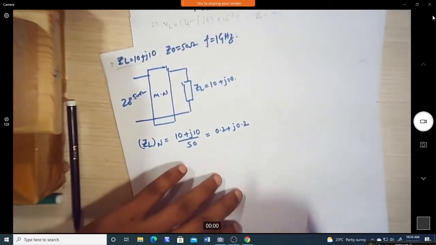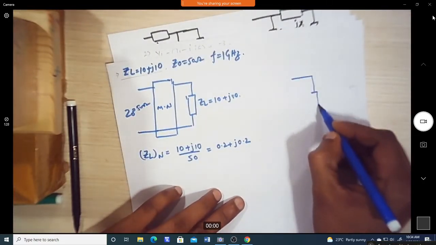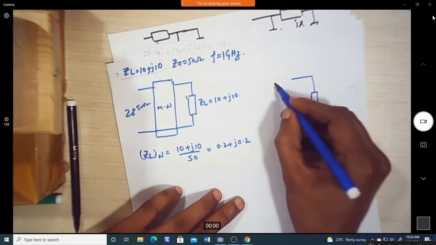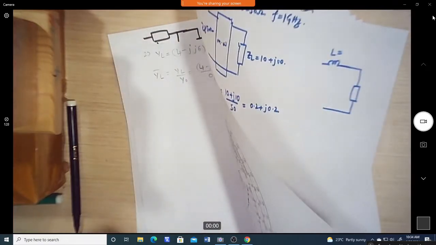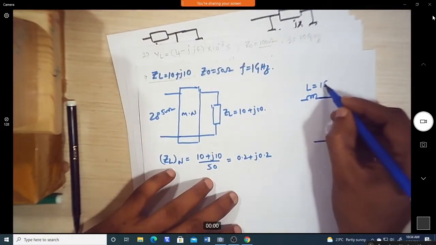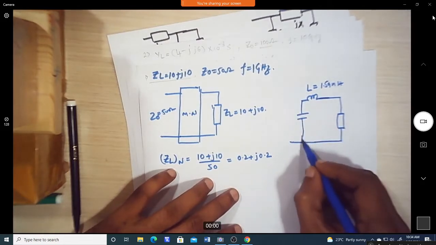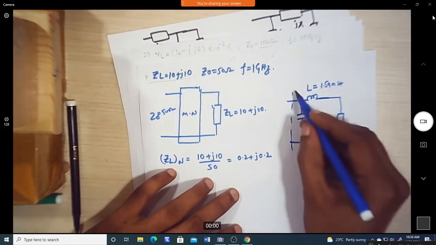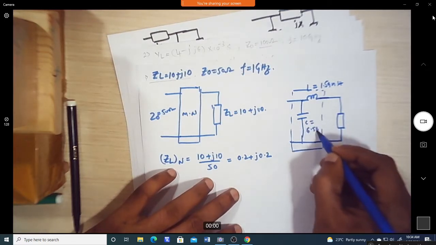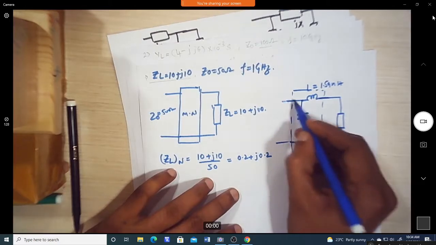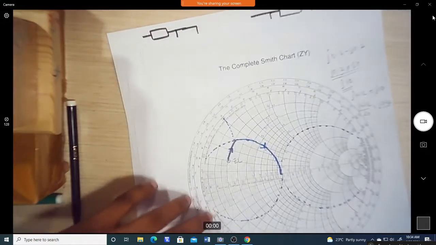So this is the solution. The first one we get is the series inductor having an L value of 1.59 nanohenry, and similarly we have the shunt capacitor. So now this is your matching network. The C value is equal to 6.56 picofarad. This is one solution, solution 1. So now try to do solution 2.